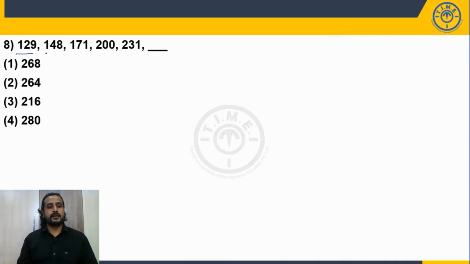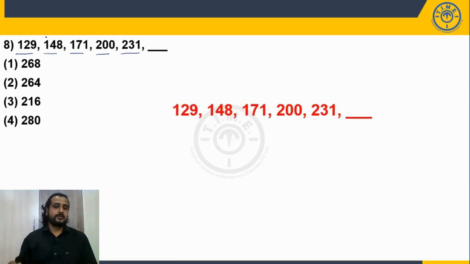129, 148, 171, 200, 231. But the numbers are increasing gradually or rapidly? From one number to another number, is there a small jump or a big jump? Yes, small jump, because numbers are close to each other. So increasing gradually, which logic are we going to apply? Difference logic. So once check for the difference.